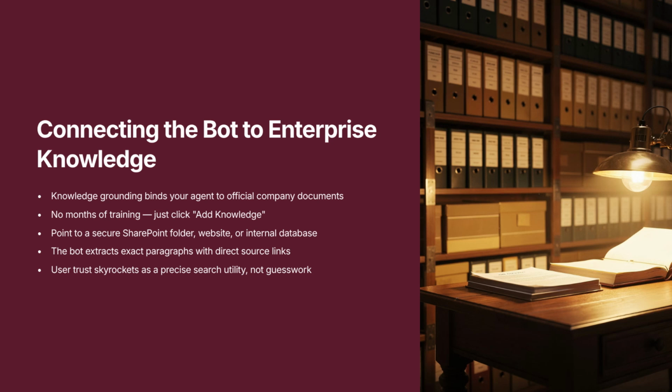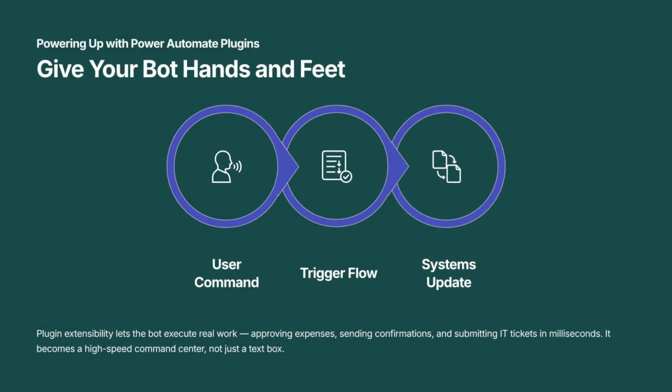So now that we have grounded our custom bot with authoritative enterprise knowledge files, you might be wondering how to empower the bot to actually take real-world actions across your software tools. Well, that brings us right into our next step. The textbook definition of plugin extensibility is the architectural integration of custom agents with cloud orchestration workflows to allow conversational inputs to trigger secure, multi-step actions within external software ecosystems.